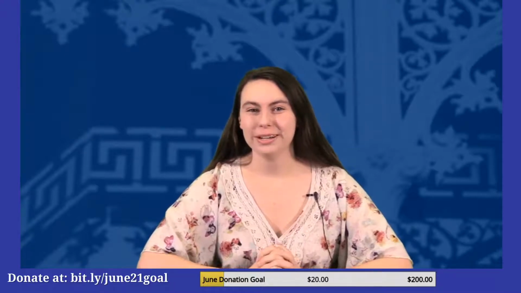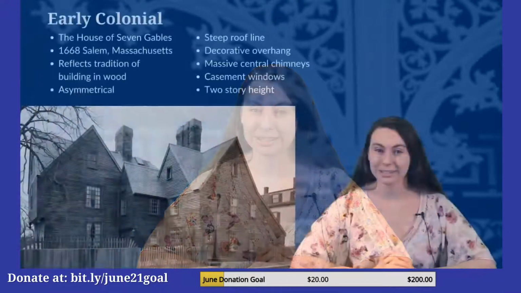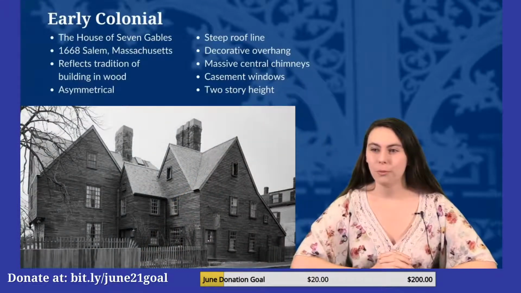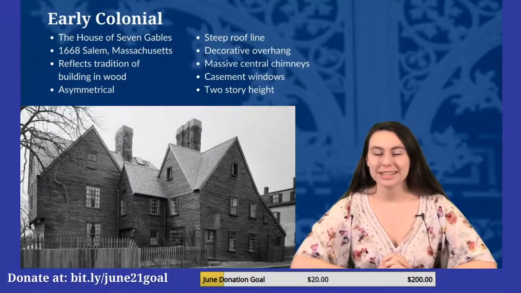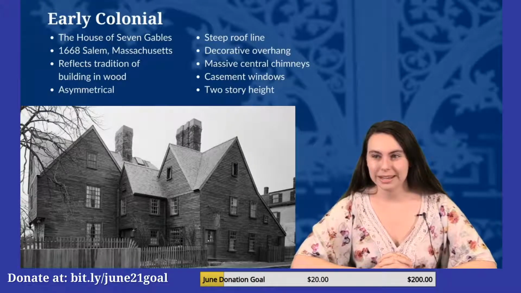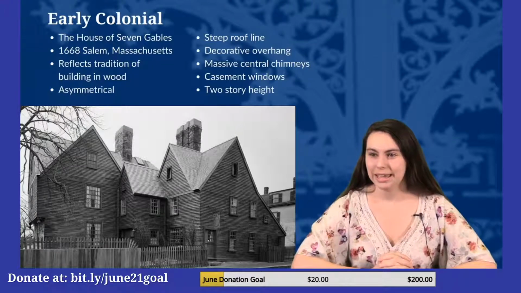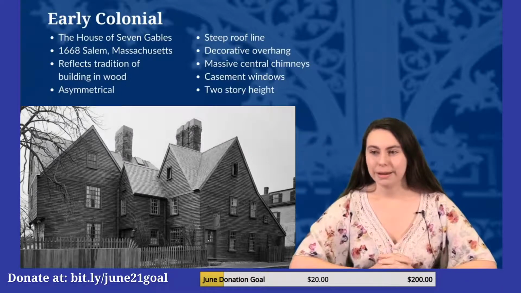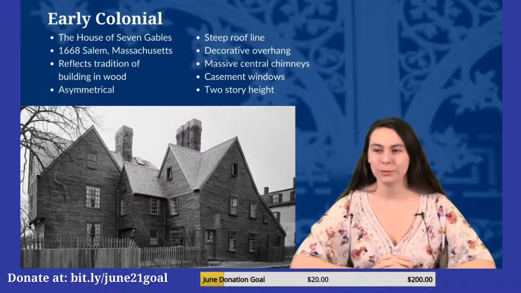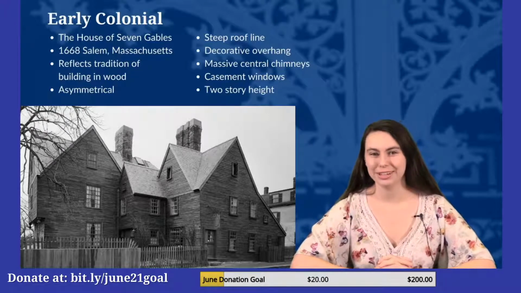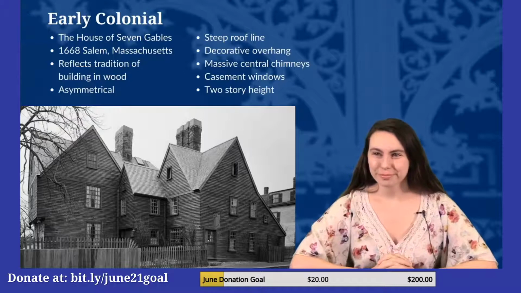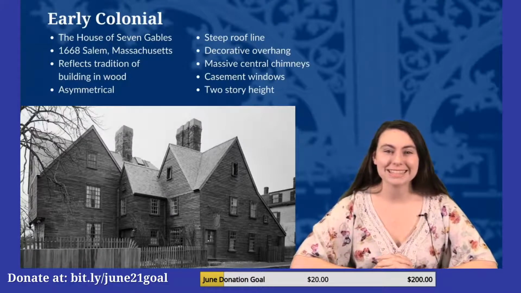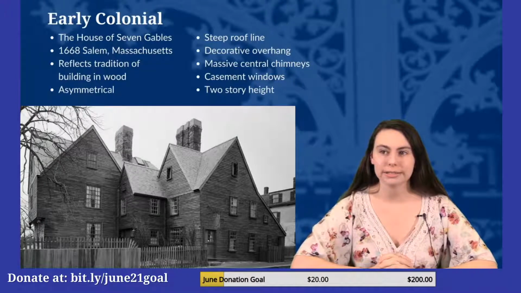So without further ado, we are going to begin with colonial architecture, or early colonial architecture. This is one example of early colonial architecture. It is the House of Seven Gables. As you can see, a gable is the pointed part of the roof there, and if you count all of them, there will be 7. This is a house that inspired many a story. We won't get into those today. That's a whole other historic literature talk. But it was built in 1668 in Salem, Massachusetts, and this reflects traditional buildings in wood.